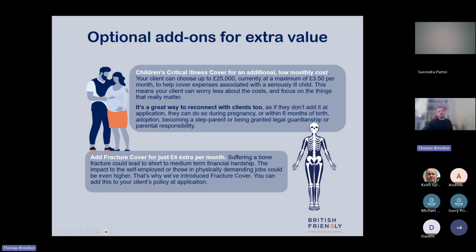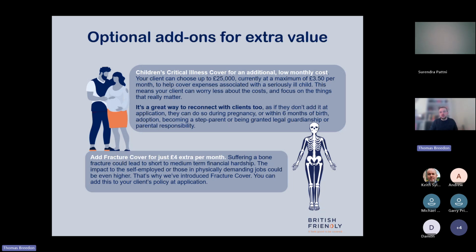Okay. Fracture cover can also be added on. So that's one we added a couple of years ago. It's now available for an additional £4 a month. That's a guaranteed £4 as well, so it won't increase. It stays at £4 for the whole term of the policy. The client can do 1 claim per policy year, up to a maximum of £6,000. It covers 18% bone fractures and can be claimed alone or alongside your client's income protection policy.